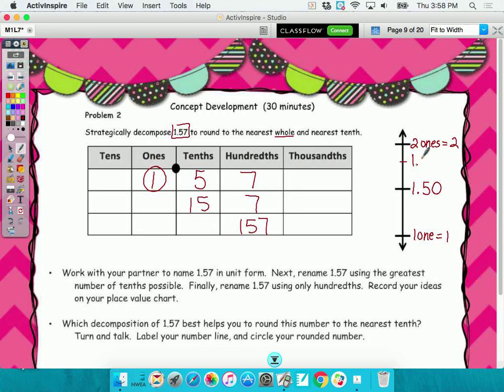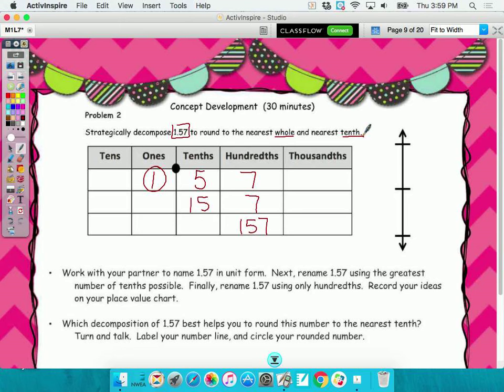57 is above 50. So rounded to the nearest whole, the answer would be 2. All right, let's take a look at rounding to the nearest tenth, because that's what my next direction says. Round to the nearest whole and the nearest tenth.